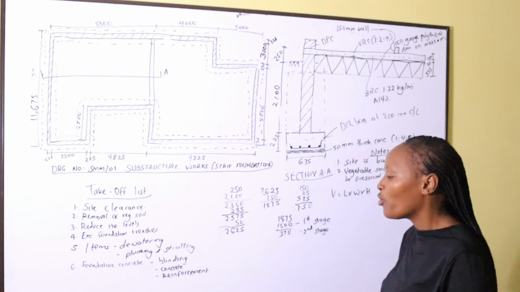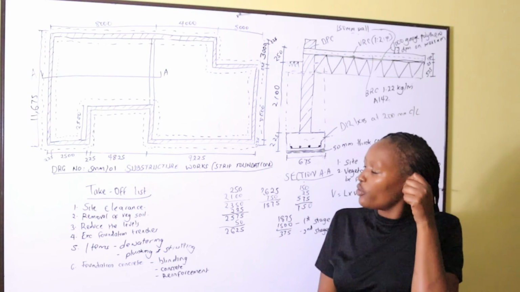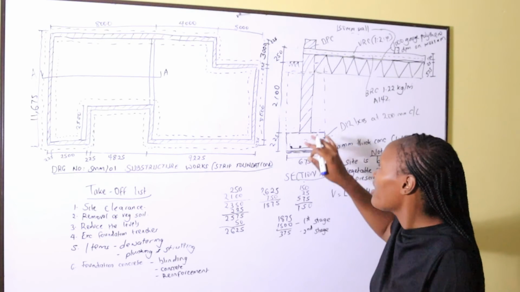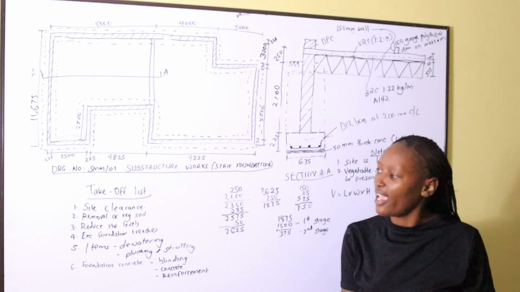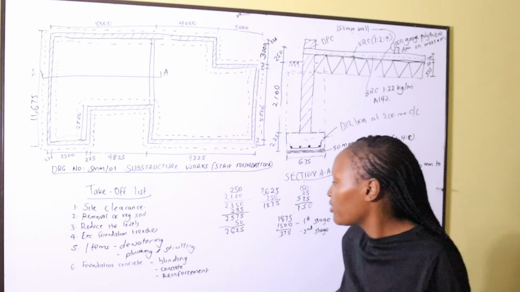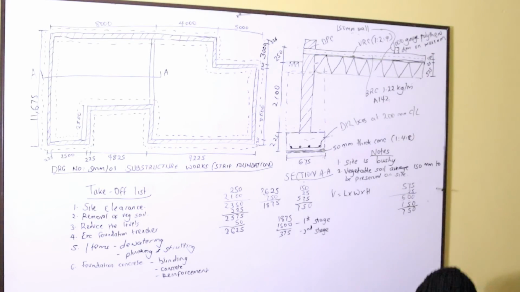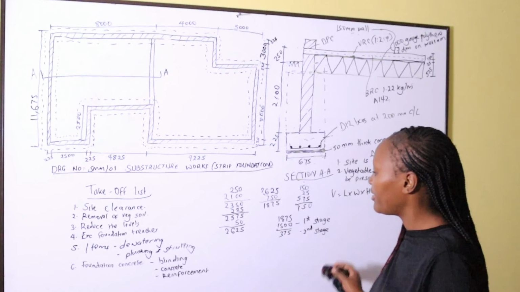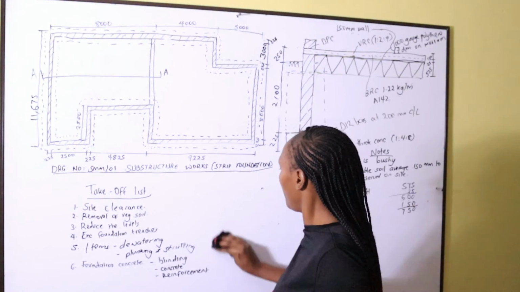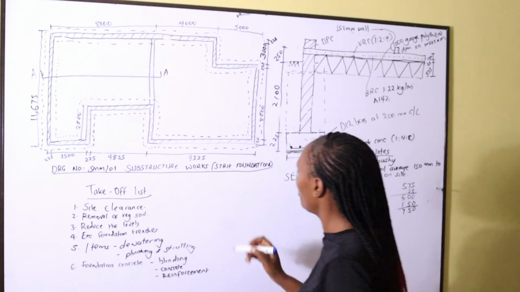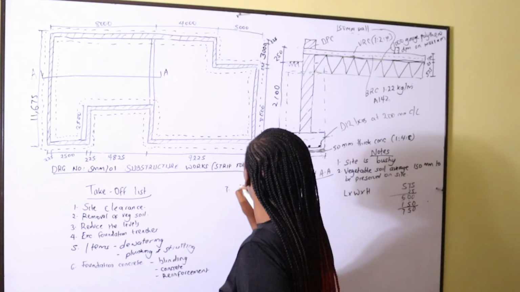Okay, all right. So we are done with the foundation concrete. Now we are already done with the foundation trenches. Now we want to know what is the area of the foundation walling. So the seventh in the takeoff list, after the foundation concrete, the next item we shall go to is the foundation walling.